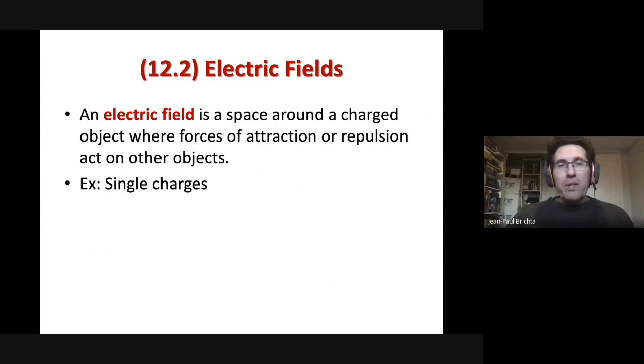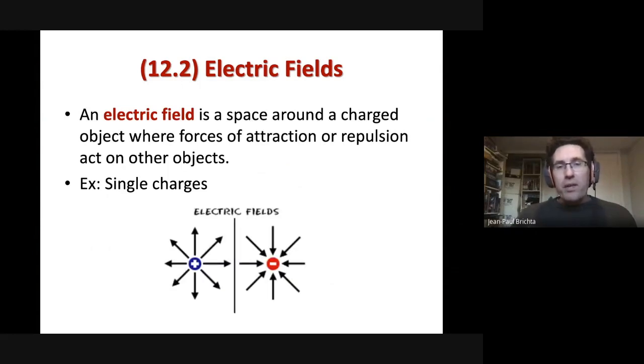So in the case of single charges, this is how the field looks. It's radially outward in the case of a positive charge, because if you think about it, any positive charge would repel from that positive charge and it would want to go away. However, in the case of a negative charge, it's radially inward, because again, the same idea. If you had a positive charge near to that negative charge, it would want to go inward. It would be attracted to that negative charge.